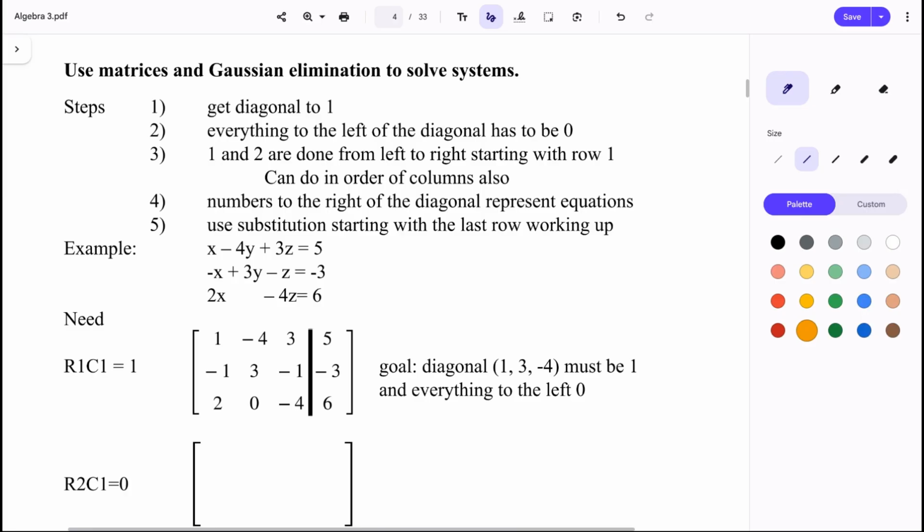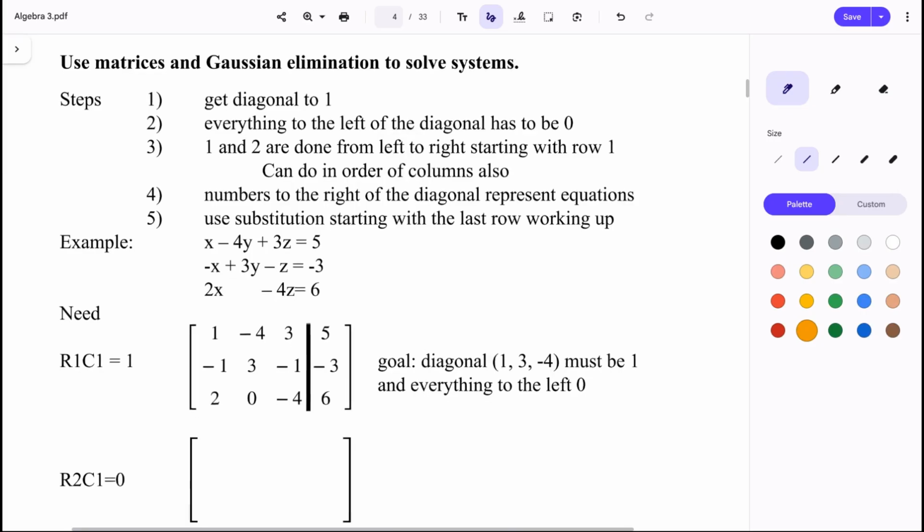Kind of the steps involved in this process: you want to get your diagonal to equal 1. So that would be row 1, column 1, all the way down to row 3, column 3. You want those to all be 1s. And then you want everything on either side of the diagonal to be 0s. When we do that, usually we start on the bottom half, the left side of the diagonal, to try to get 0s first, and then we work on the other side. The reason is that those diagonals, if they're all 1s, represent an x, a y, and a z. And if everything else is 0s, then your answers at the very end, where your constants are, help you solve for your x, y, and z.